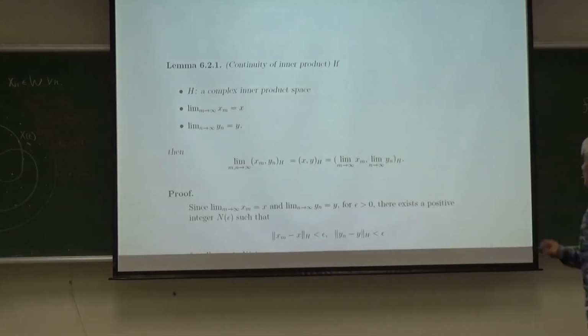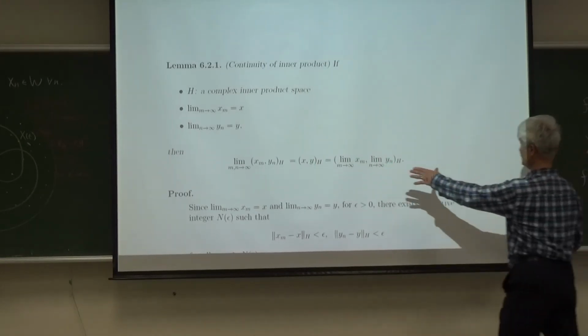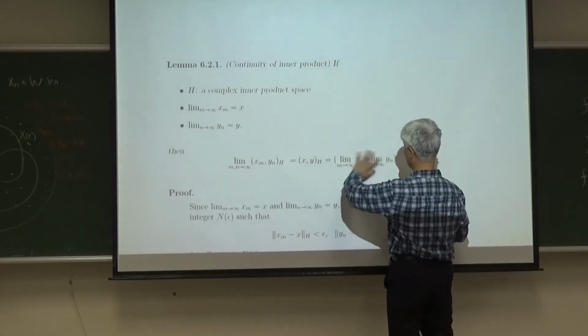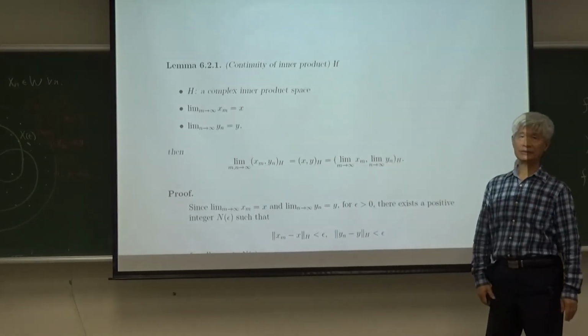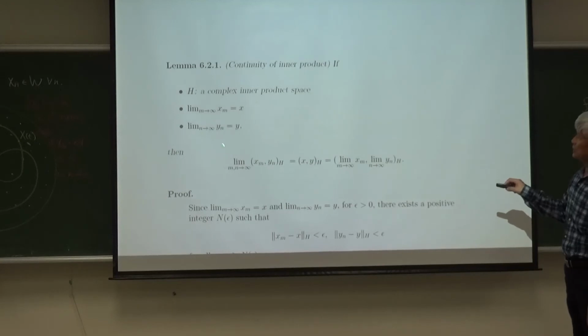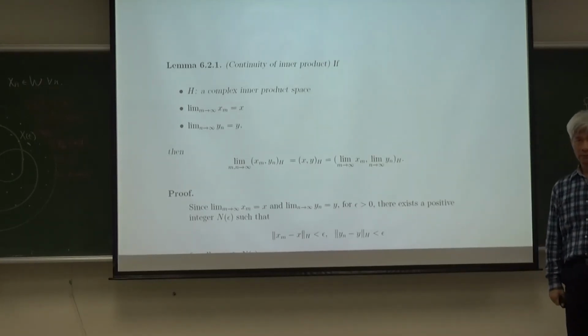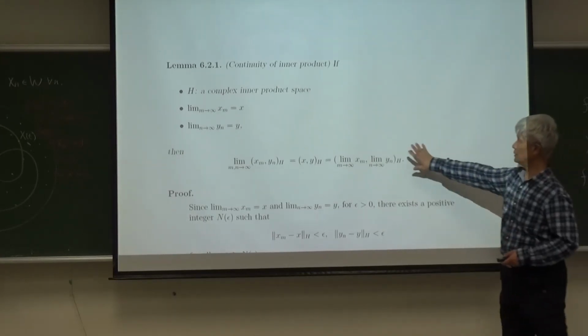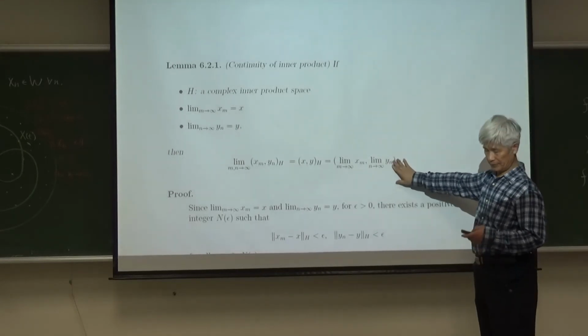So that means that because x is the limit of xn, and y is the limit of yn, the inner product is commutable with the limit. So you can move the limit out of the inner product without changing the result. So this is called the continuity of inner product. Okay? The inner product is continuous. So we can apply this result. This is true for any inner product space. Right? So I omit the proof, and we will use this property of the inner product.